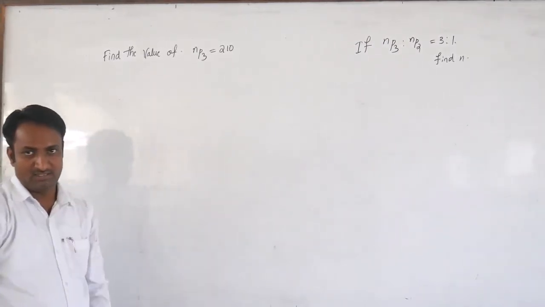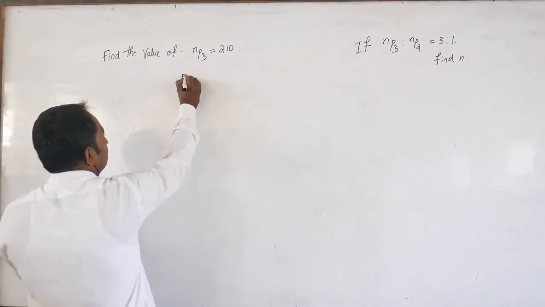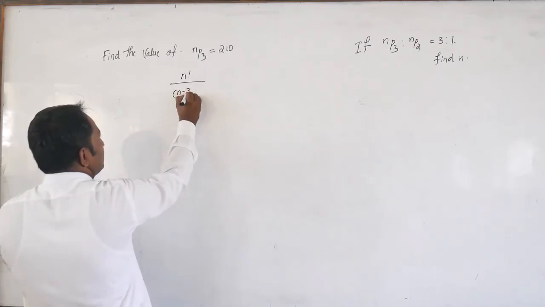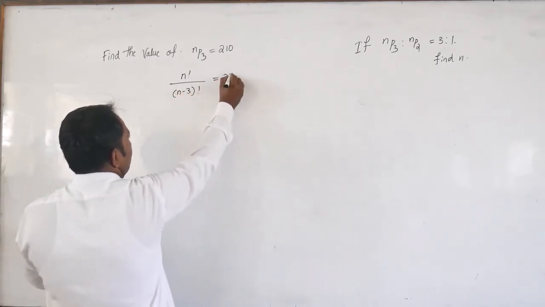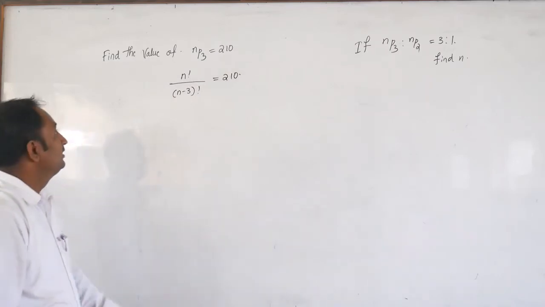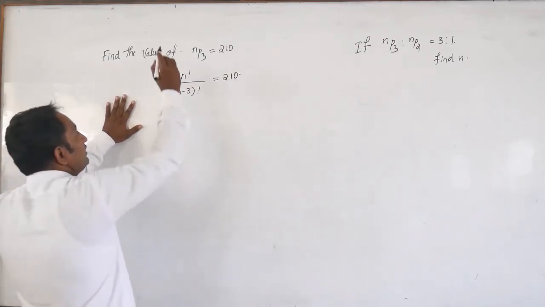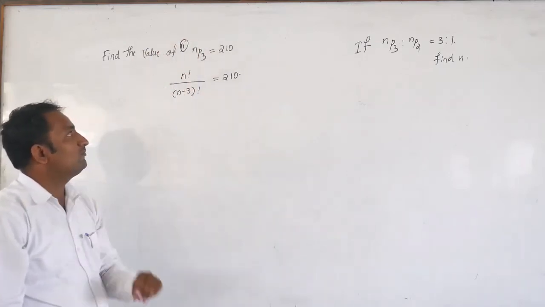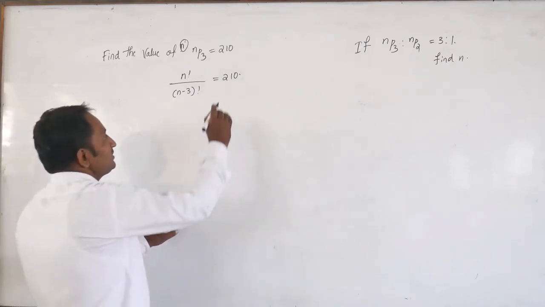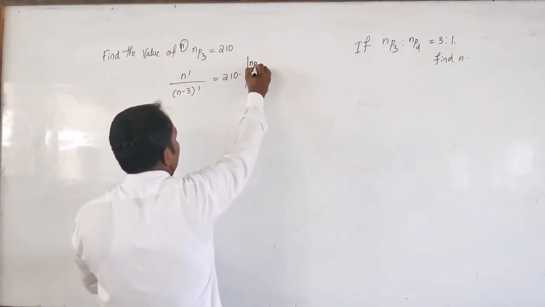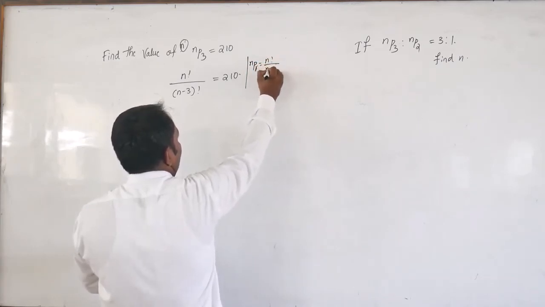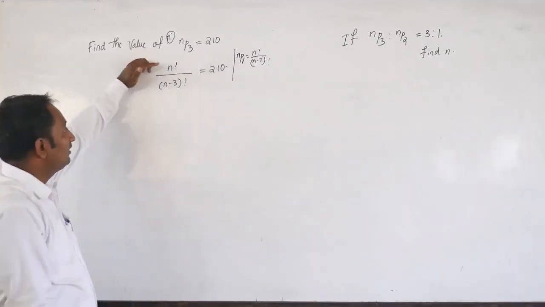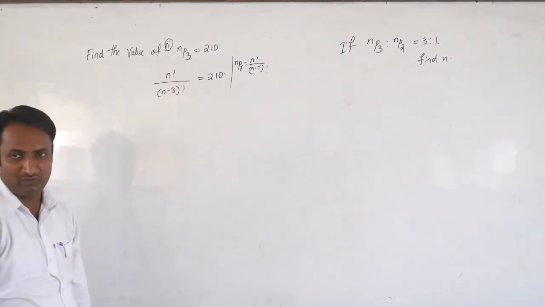Now, nP3 is equal to 210. Find the value of n. If nP3 is equal to 210, we know the formula nPr is equal to n factorial divided by (n minus r) factorial. In place of r, 3 is there. So we have n factorial divided by (n minus 3) factorial.